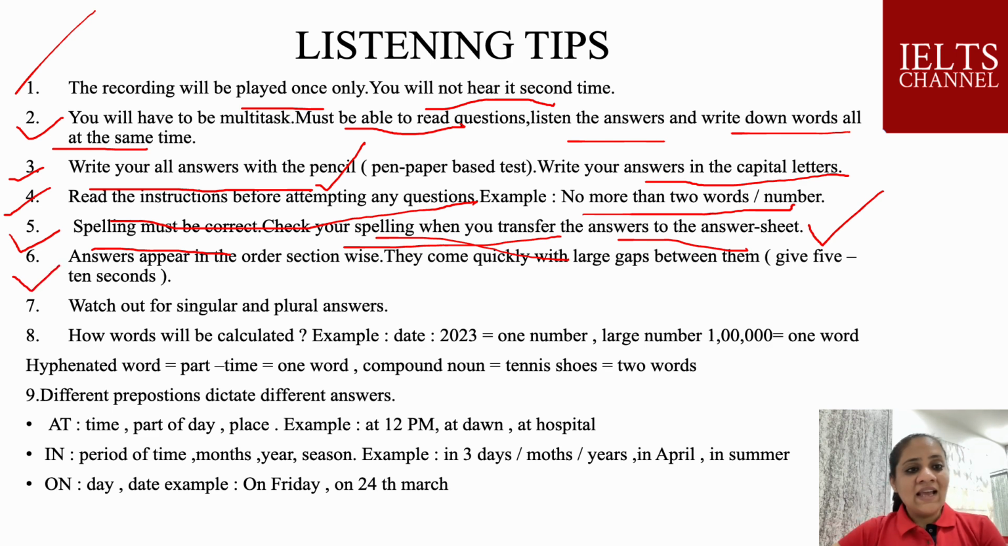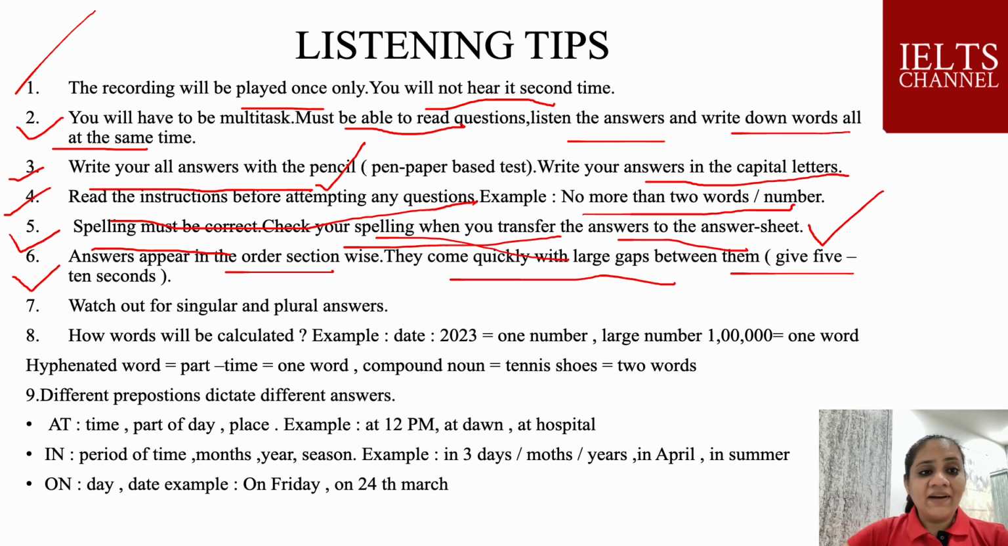Tip number 6. Answers appear in order, section-wise. That means first we have section 1, then 2, then 3 and 4. If they are divided into subcategories, like 1 to 5 being MCQ and 6 to 10 being a table-type question, everything is given in sequence. Before starting any new section or new question type, they will give you 3 to 5 seconds to review the questions. Number 7, watch out for singular and plural answers.